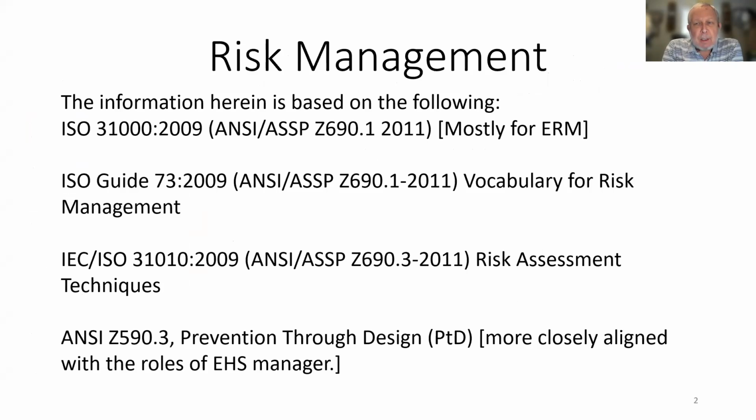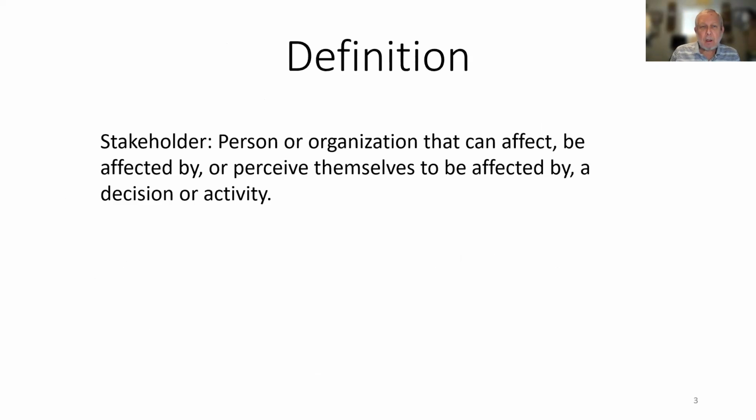All the information in the book is based on ISO 31000, which is mostly for enterprise risk management, like the whole company, ISO Guide 73, vocabulary for risk management, ISO 31010 risk management techniques, and ANSI Z590.3 prevention through design, PTD. And that is the one that's more closely aligned with the roles of an environmental, health, and safety manager.